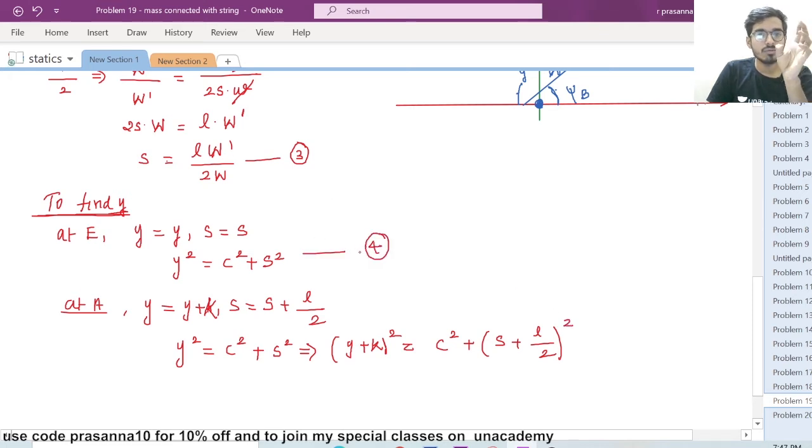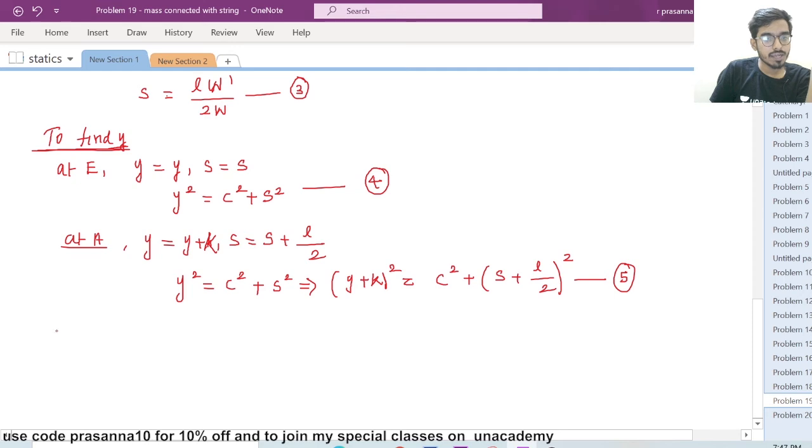So same as the previous problem, right? The only thing is that in the previous problem we had S equal to S plus L at A. Here it is S plus L by 2, right? So mark this as equation number 5. Now subtract 5 minus 4, you can find y, right?